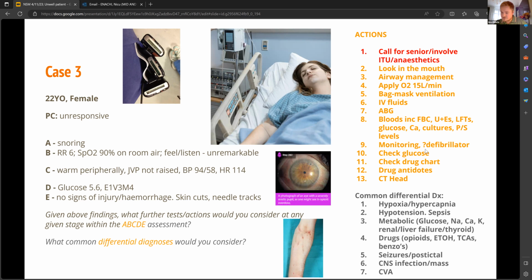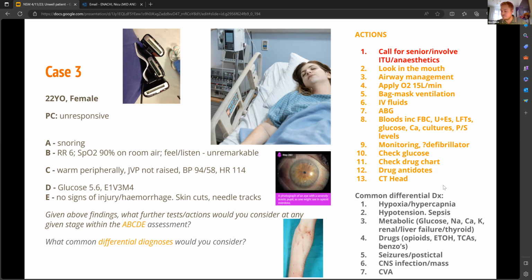Monitoring, I like that someone mentioned, think about, do I need a defibrillator for this patient? They're a bit hypotensive, a bit tachy, respiratory rate. There's just so many things going on, and you will never be told off if you attach monitoring to your patient and a defibrillator if they appear to be very unwell. Check the glucose, drug chart. Think about drug antidotes.